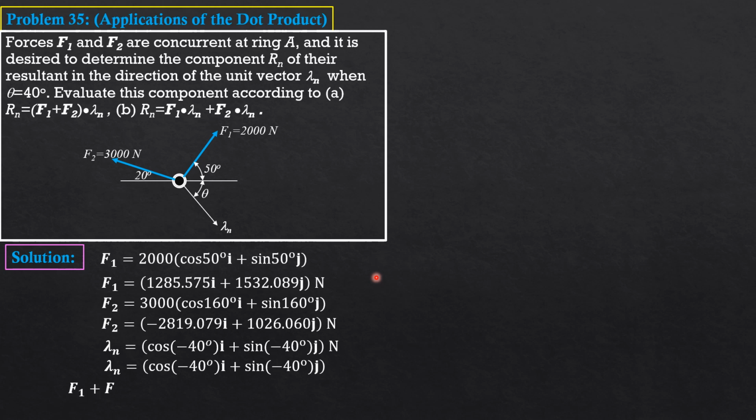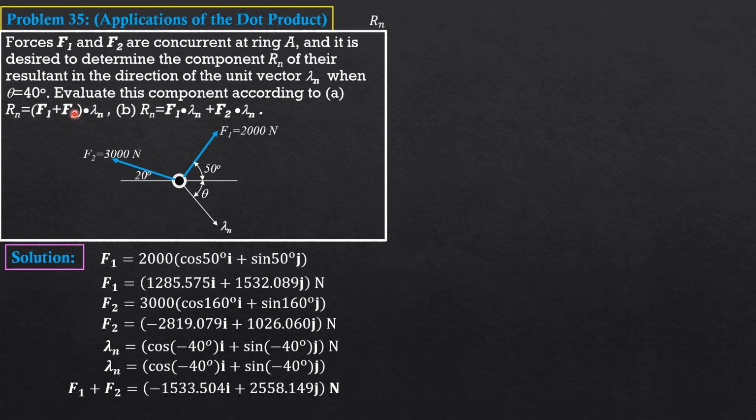Then F1 plus F2 is negative 1533.504 I plus 2558.149 J. After adding 1285.575 and negative 2819.079, then after adding 1532.089 and 1026.06. So that's the resultant.